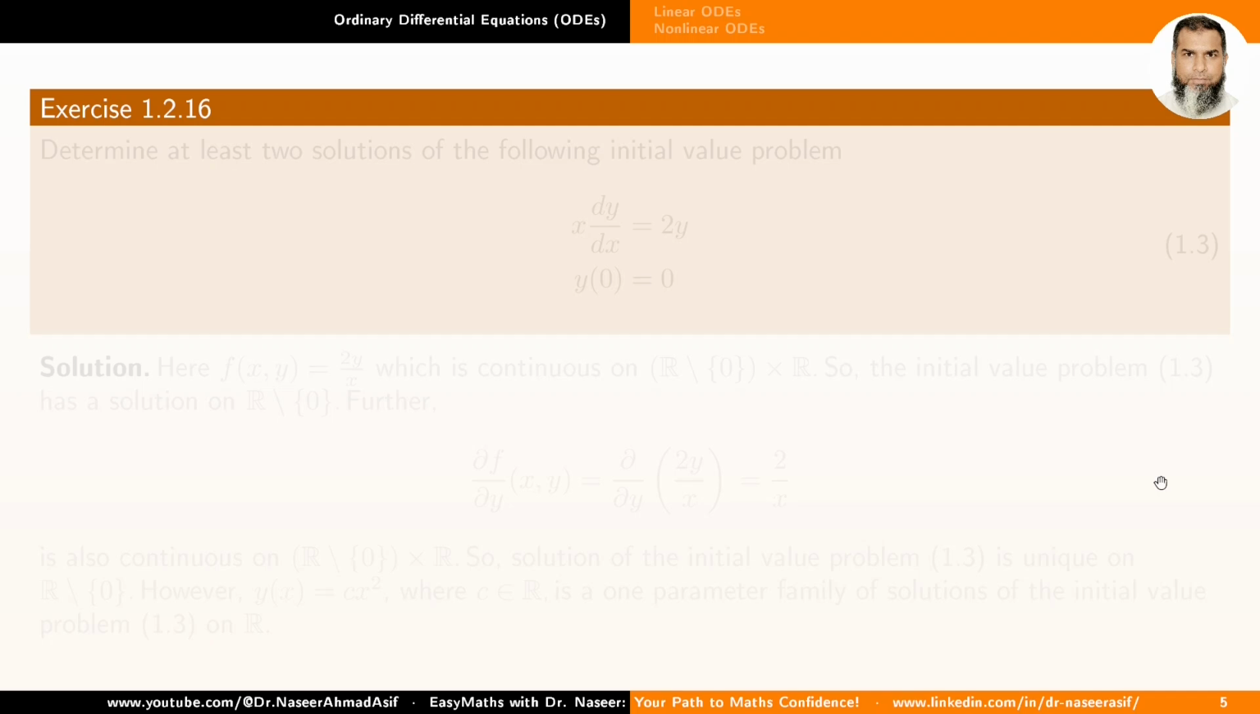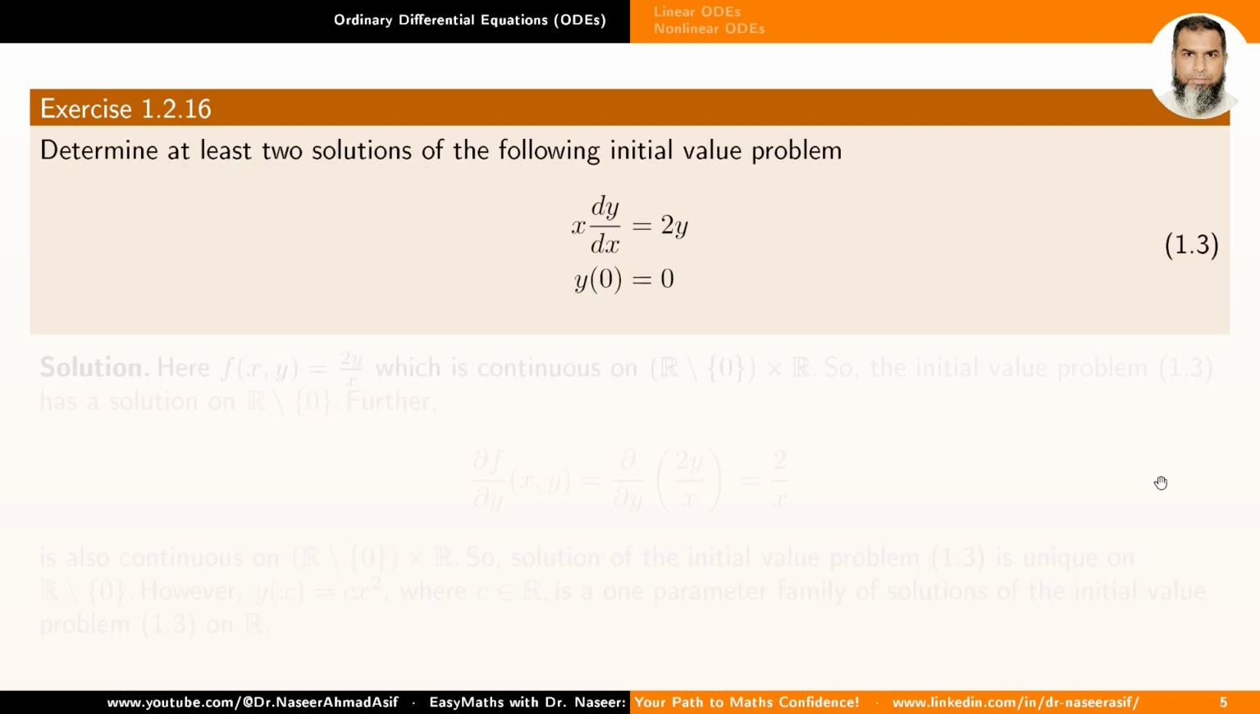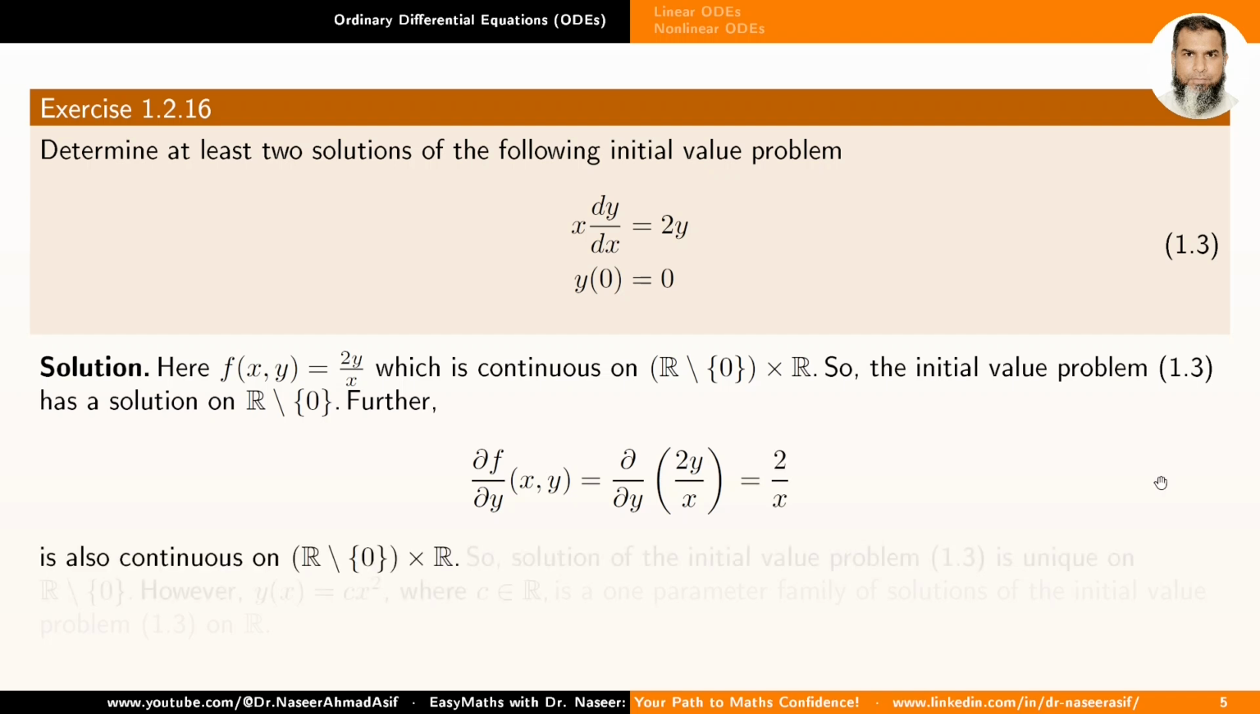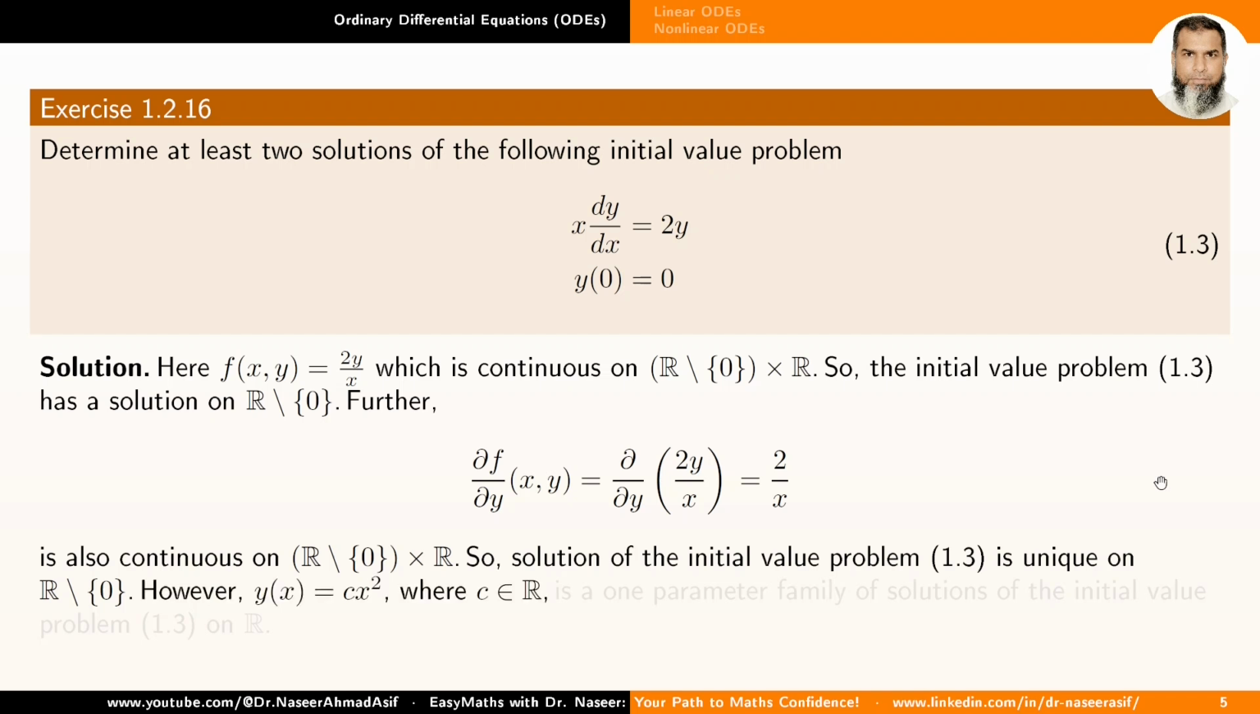We'll see another exercise. Determine at least two solutions of the following initial value problem: x dy/dx = 2y, y(0) = 0. Solution. Here f(x, y) = 2y/x, which is continuous on R other than 0 cross R. So the initial value problem 1.3 has a solution on R other than 0. For the partial f/partial y of (x, y) = partial/partial y of 2y/x, which is equal to 2/x, is also continuous on R other than 0 cross R. So the solution of the initial value problem 1.3 is unique on R other than 0. However, y(x) = cx^2, where c belongs to R, is a one parameter family of solutions of the initial value problem 1.3 on R.